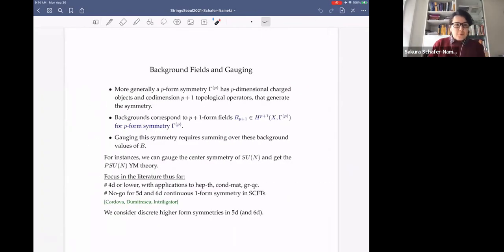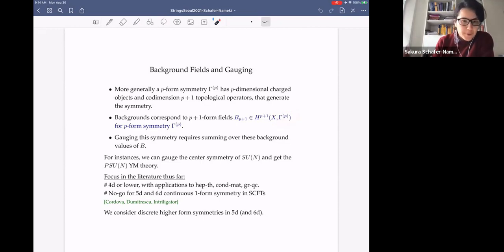So if we have a global symmetry, a zero-form symmetry, we can study backgrounds for the symmetry. Equally for p-form symmetries or q-form symmetries, we can look at the backgrounds, and these are now (p+1)-forms. So if we have, say, Gamma_p, then the background field for this is a (p+1)-form, which is in the cohomology of spacetime X, but now with values in that p-form symmetry. So this, for example, could be a Z_n.